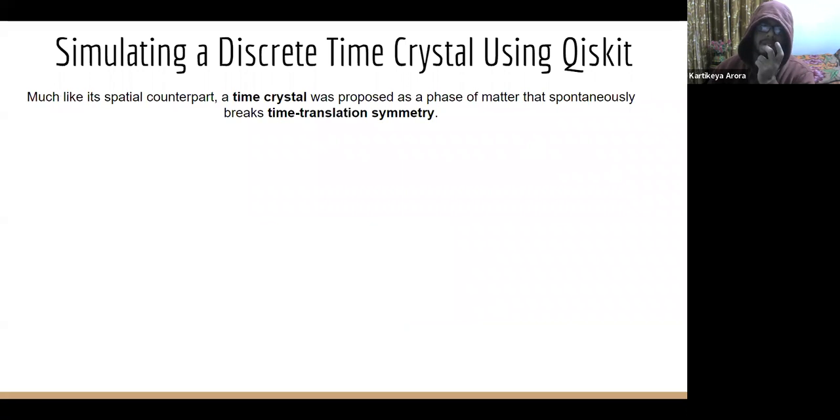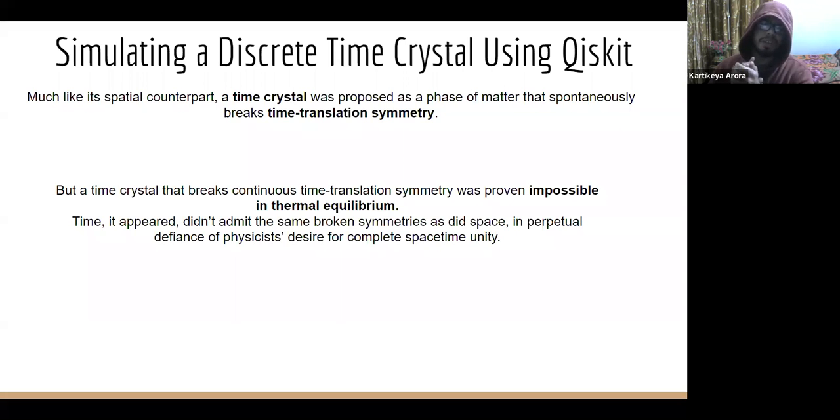Now, time crystals were theoretically proposed to similarly break time translational symmetry, which says that if I perform an experiment now or 10 days later, I expect to get the same results given the environmental conditions are the same. But it was found that it is impossible to break continuous time translational symmetry in thermal equilibrium.